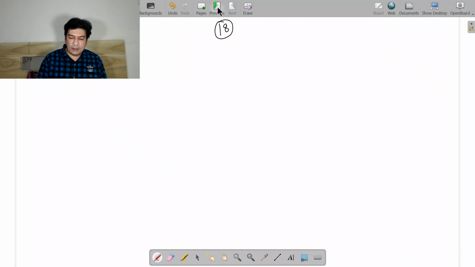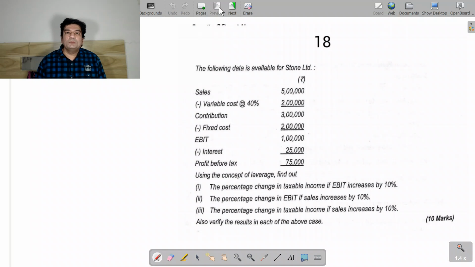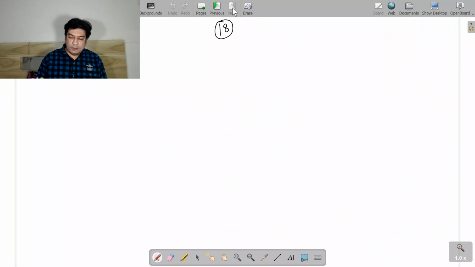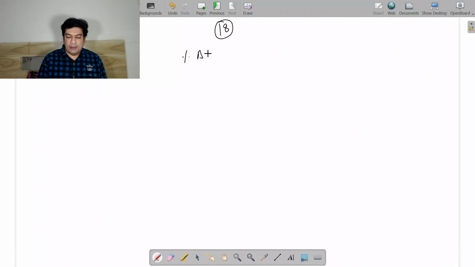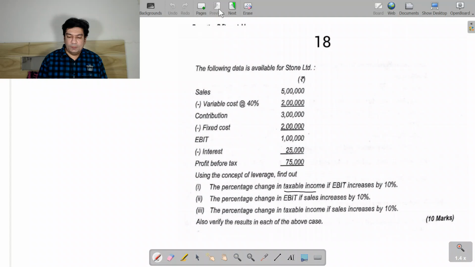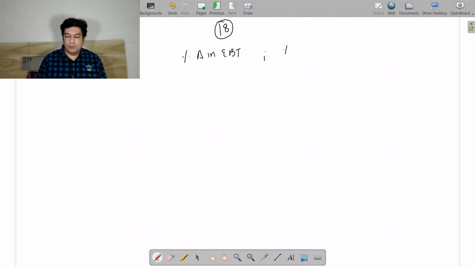18th sum we are starting it out. Now what they are asking us is the percentage change in taxable income. So percentage change in EBT, and EBIT increases by 10%. So percentage change in EBIT is 10%.